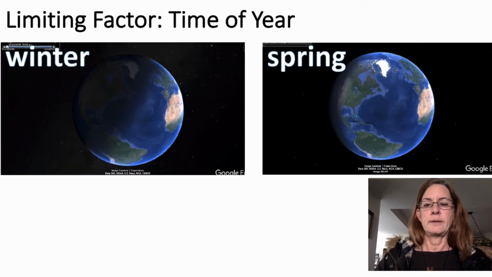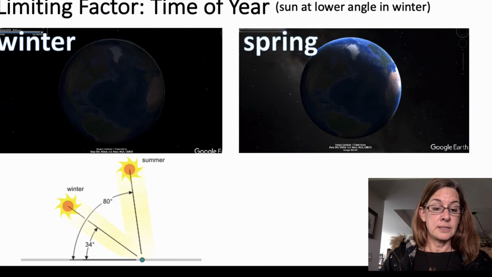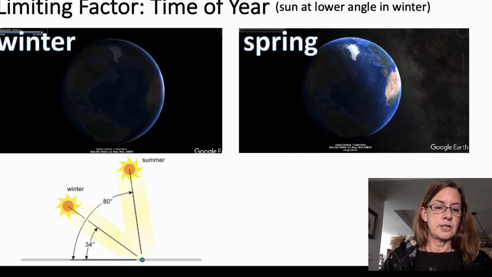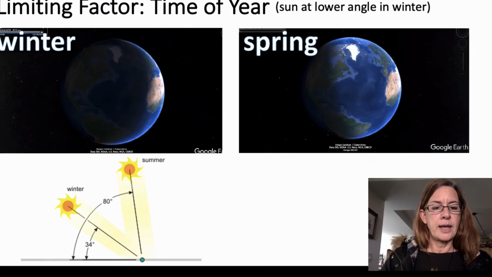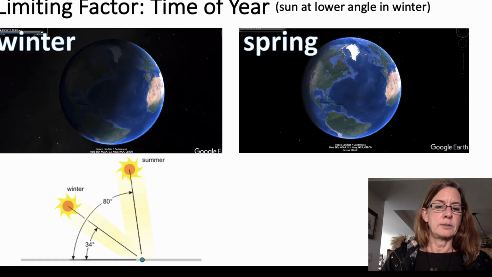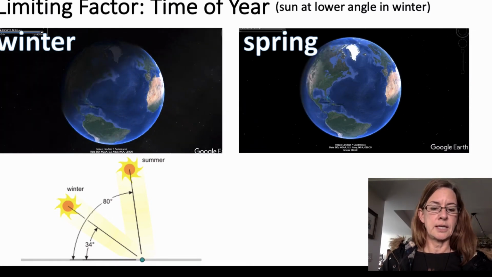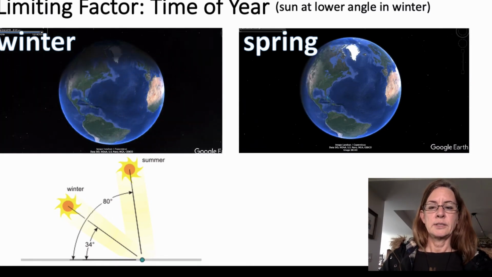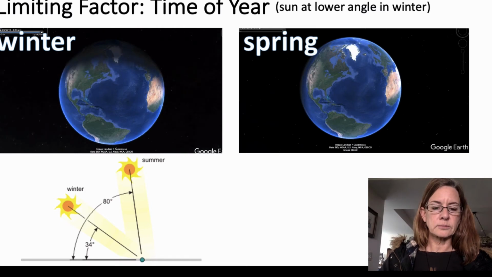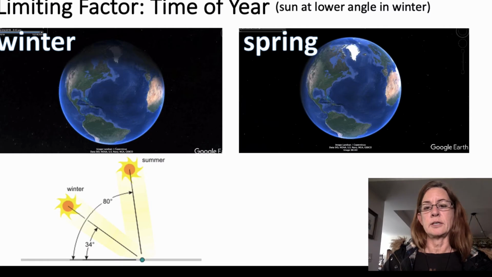During the spring, like this time of year right now, the Earth is tilted so that the sun is more directly overhead. And what that means actually is that during the winter, the sun is at a lower angle, and in the summer, the sun is at a higher angle. So that also affects how much solar energy you can get at different times of year.